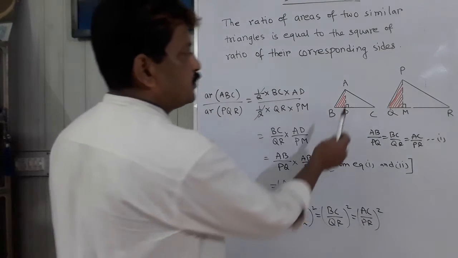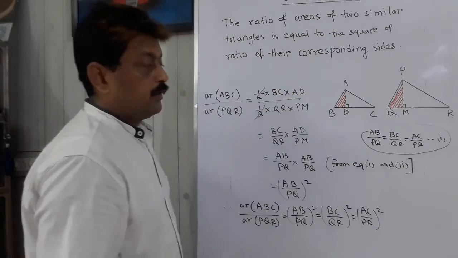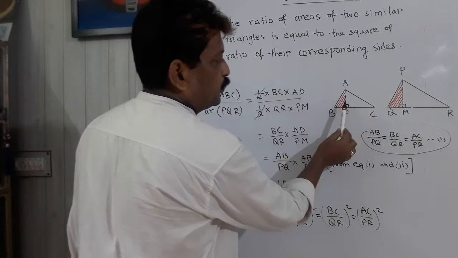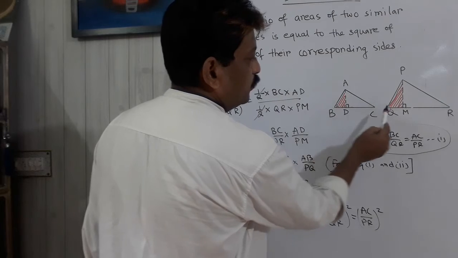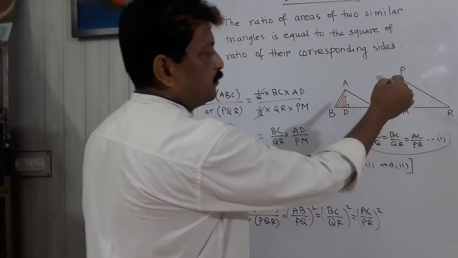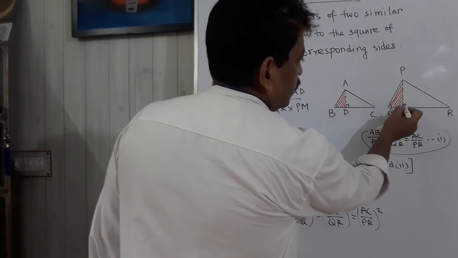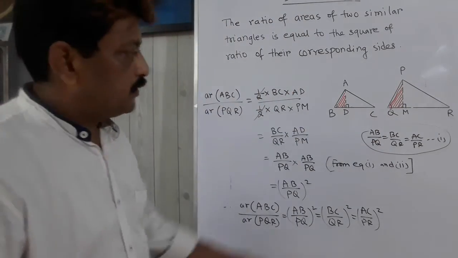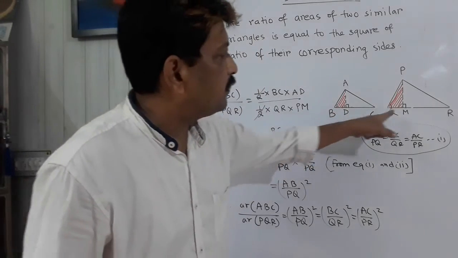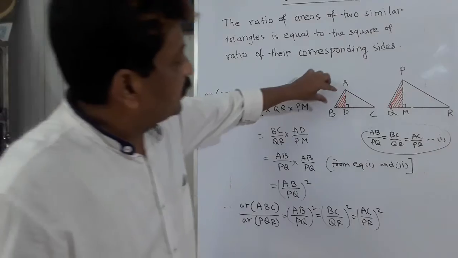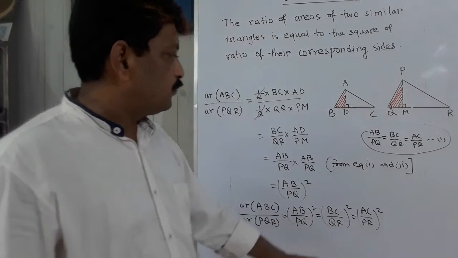First of all, since these two triangles are similar, their corresponding sides are proportional, then we have to prove that these two triangles are similar also. Angle B is equals to angle Q, because triangle ABC is similar to triangle PQR, and angle ADB equals angle PMQ. Both are right angles. Therefore these two triangles are also similar, the shaded ones, that is ABD and PQM. So we can write AB upon PQ equals to AD upon PM. So that is equation number 2.